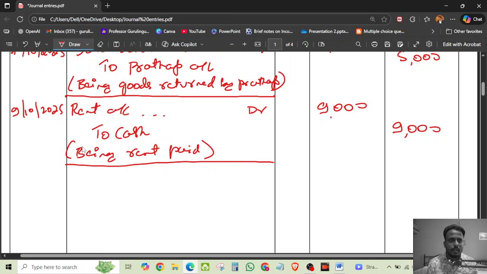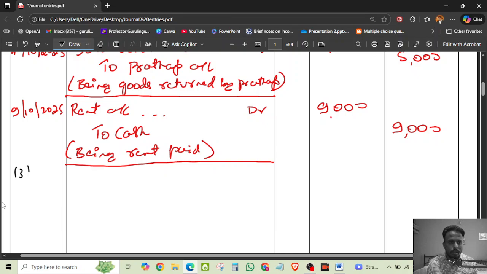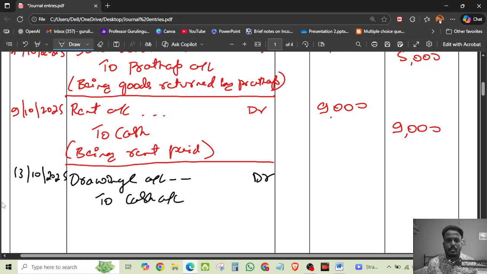That is on 13th. On 13th, what is happening? Drawings, 2025. From business, cash is going out because the owner is drawing the money from the business. So therefore drawings account debtor to cash account is withdrawing.